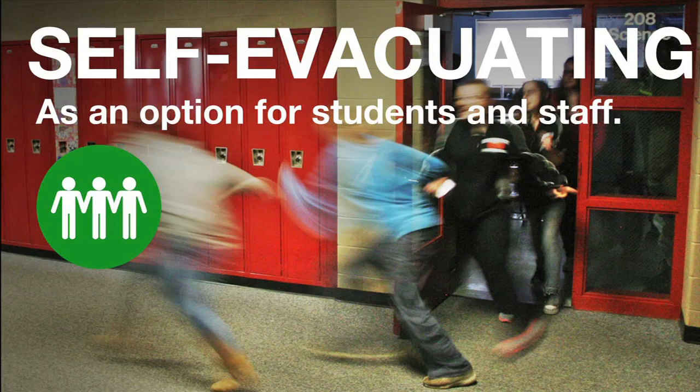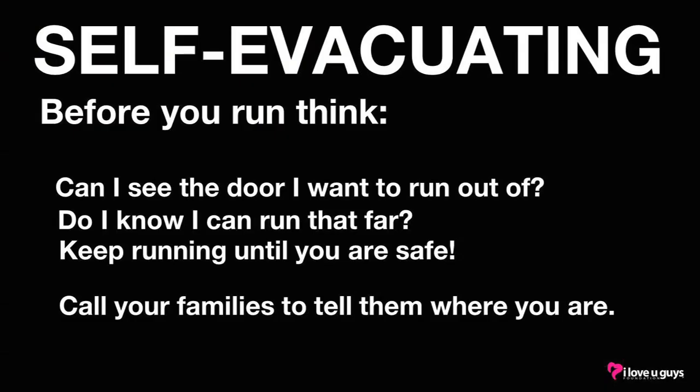Turn to a neighbor and tell them 3 safe places you could run to. Before you run, think. Can you visually see the door you're going to go out of? Do you know you can make it there? Once you start, don't stop running. Keep running until you are somewhere safe. Make sure to call your families when you get to a safe space. You should also remember that police will be arriving, so you need to keep your hands up and empty while running out of the building.